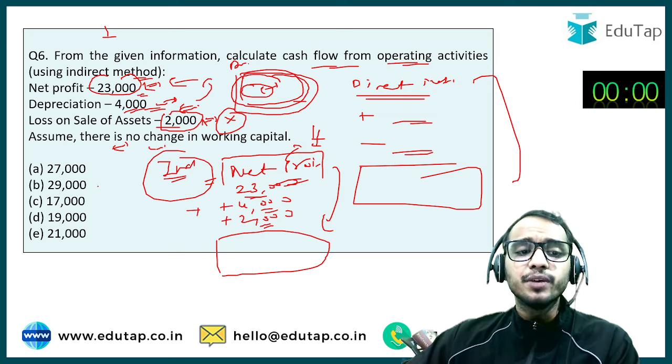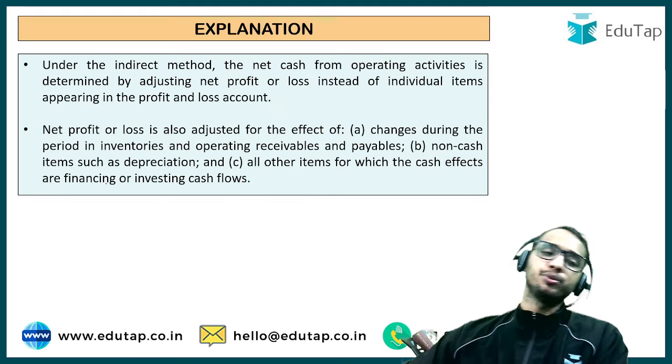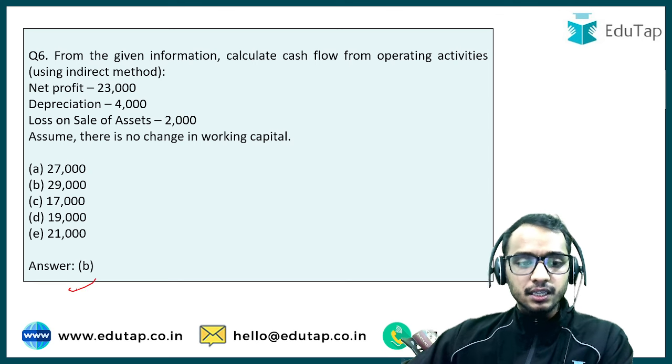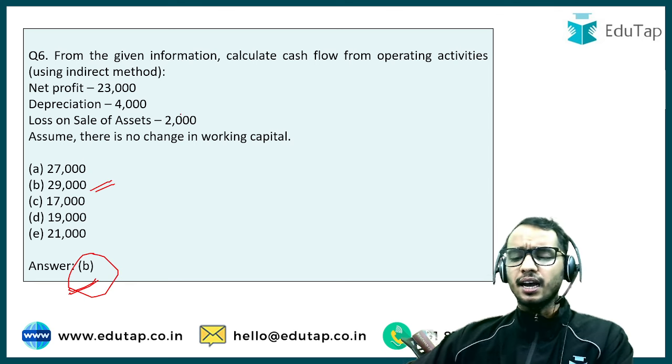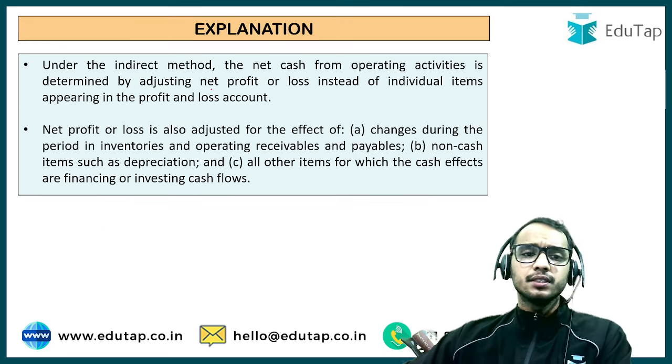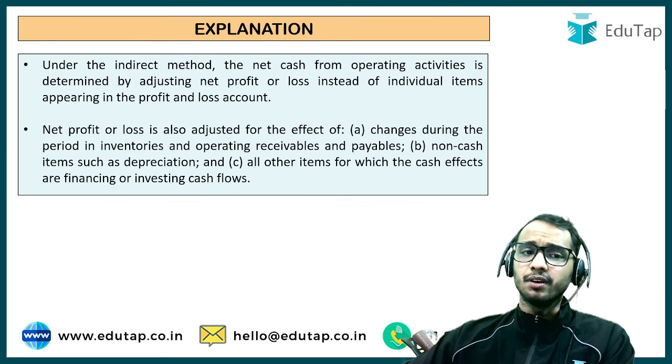So your answer would be 29,000, option number B. See, it is the answer, 29,000. Very easy question. Okay? And I have explained the logic of this as well. But let's read out the explanation one more time.